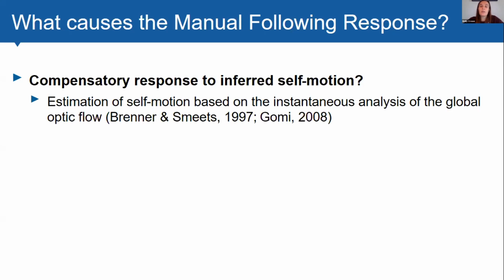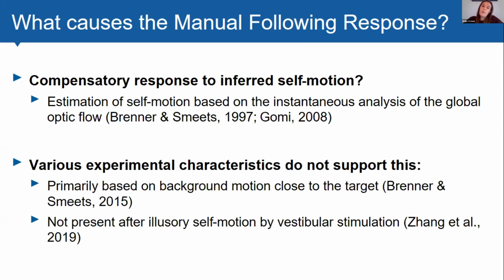It's proposed that we use the instantaneous optic flow to estimate the magnitude to which I've moved leftward or rightward. There are, however, some experimental characteristics that do not support this suggestion. First of all, the response is primarily based on background motion close to the target. This suggests there is a bias in which motion drives the largest manual following response, and therefore it doesn't appear to rely on estimating self-motion from the whole optic flow.